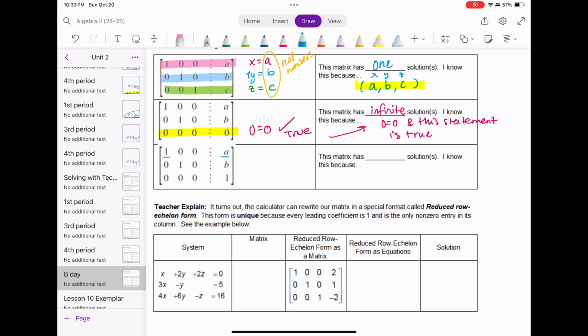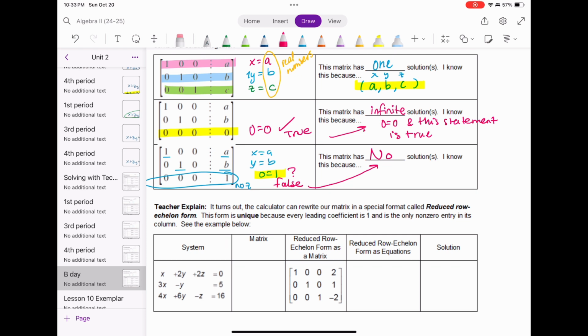Same goes for the last one. Although we have x equals a and y equals b, that doesn't matter because once we go to the third row, we see that we don't have a variable. We just have a 0 equals 1. And when we ask if this is true, it is not true, it's false. So that means that the answer is no solutions.